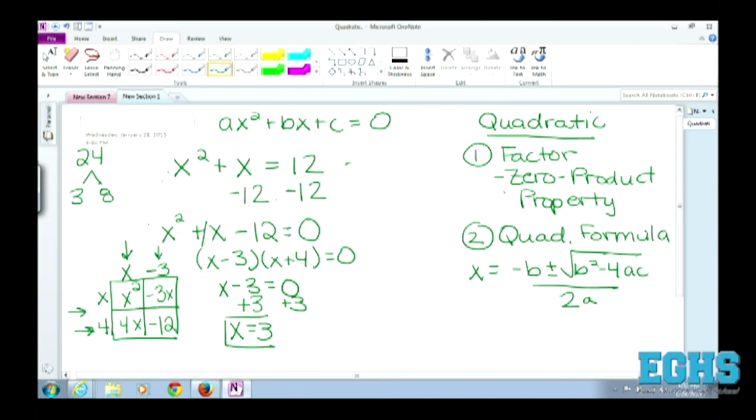So in this case, if x is 3, it would make our equation true. And then for the other part, x plus 4 is 0. We're going to get x by itself by subtracting 4 from both sides. It would give us negative 4. So that's another solution for x that would make this equation true.